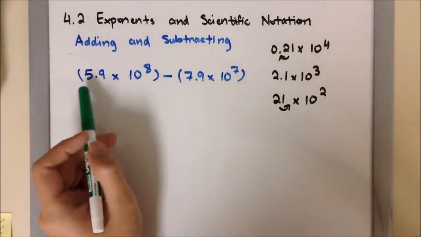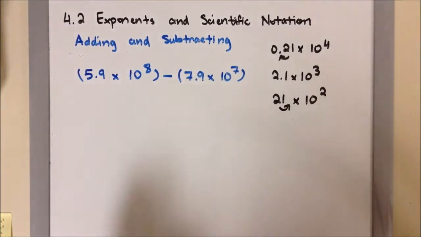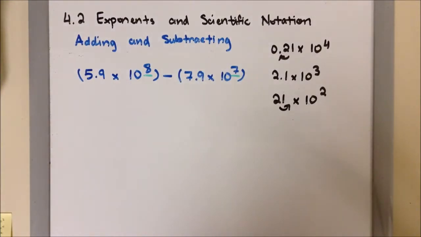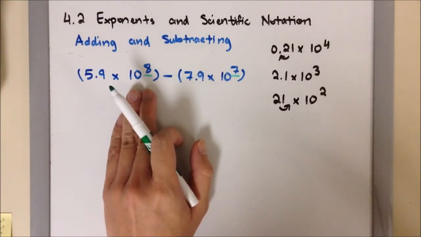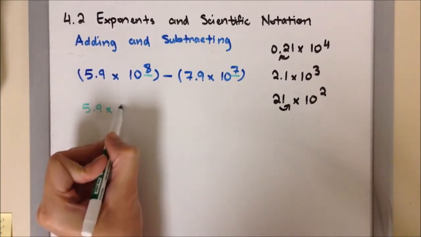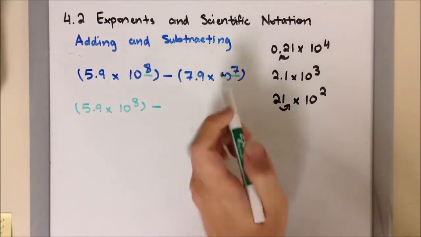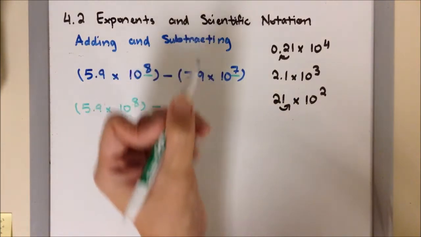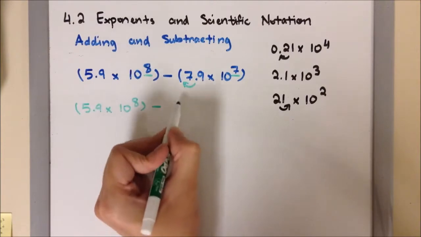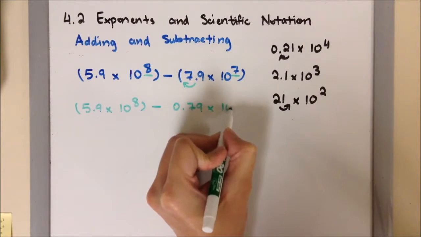In this last example, we have 5.9 times 10 to the 8th minus 7.9 times 10 to the 7th. Again, our exponents are different. So I want to continue with using the highest, which is the 8th. So this will stay the same. And if I want to go from 7 to 8, I'm going to increase by one exponent. I'm going to move my decimal to the left one time. So it's going to be 0.79 times 10 to the 8th.